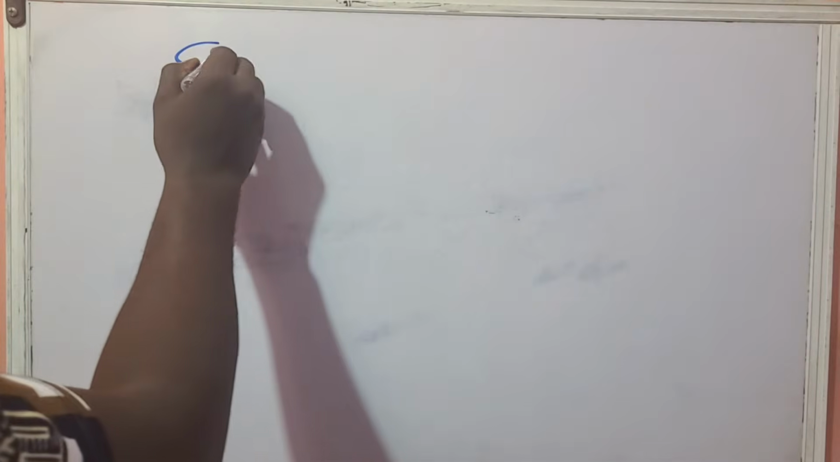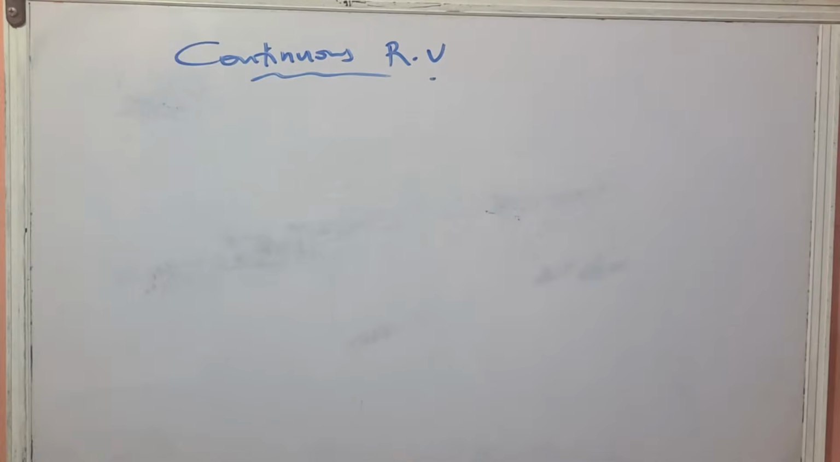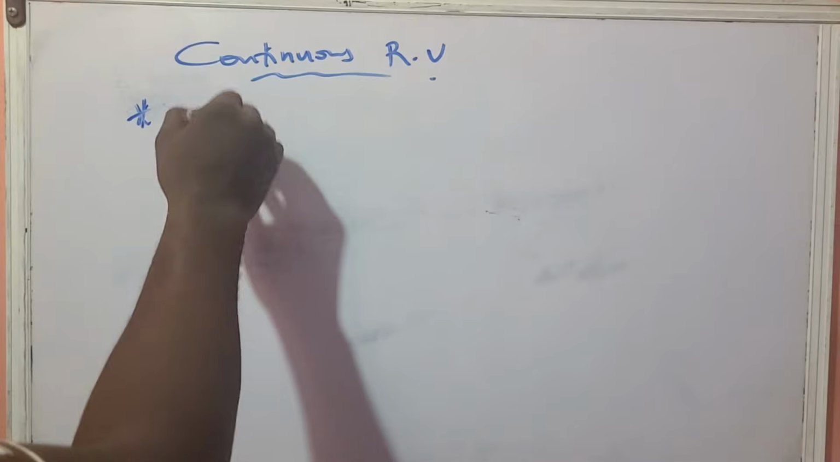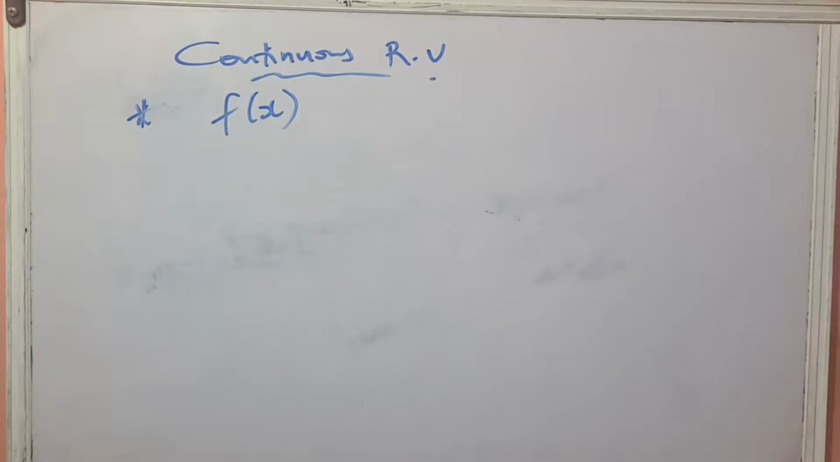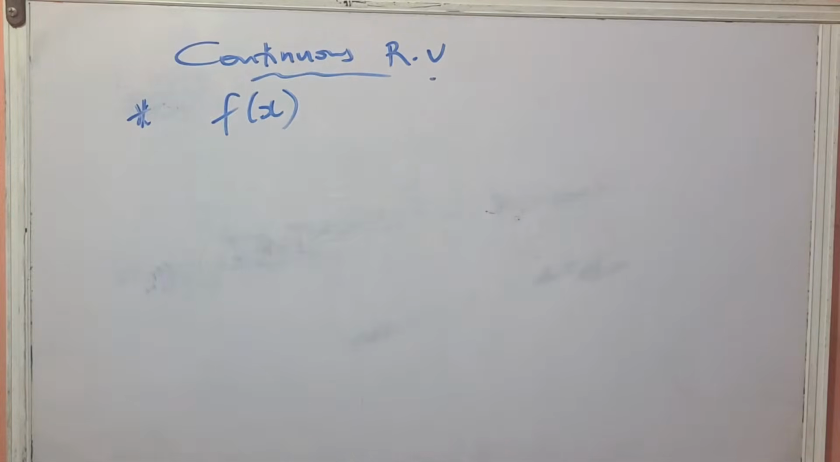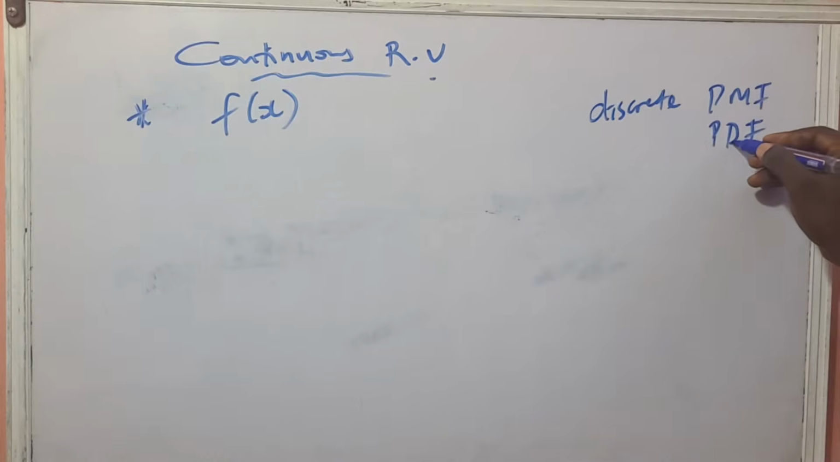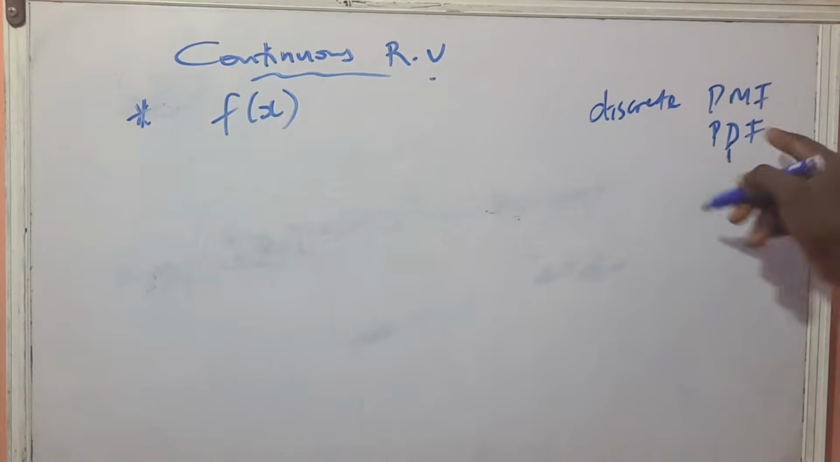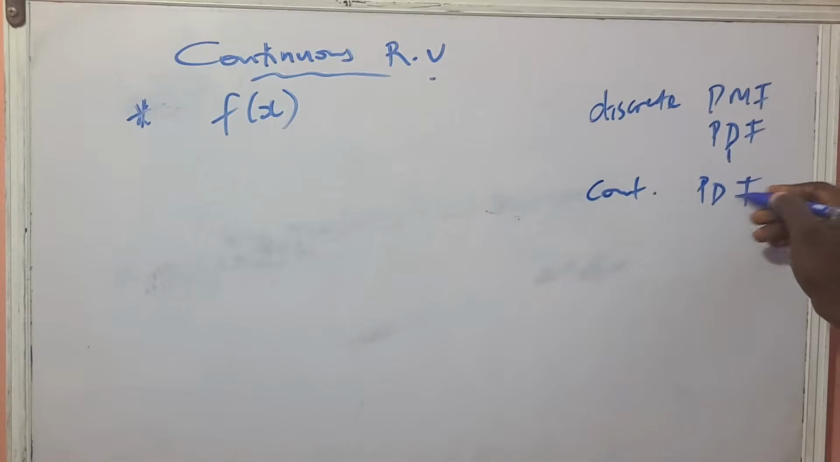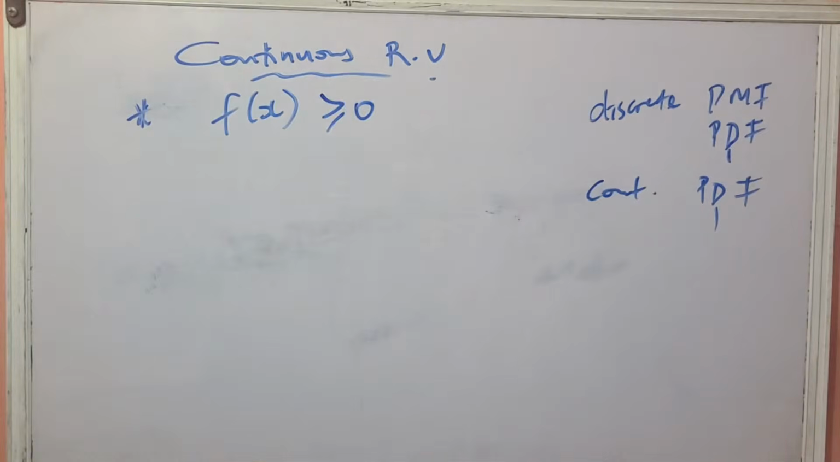For continuous random variable, just like the case of discrete random variable, two conditions must be met. The first one is that f of x, the probability mass function or probability distribution function. Don't forget I told you that when we're dealing with discrete, we use the word PMF, or we say PDF, but in this case this D stands for distribution function. So probability mass function or probability distribution function. When we're dealing with continuous, we say PDF, and in this case the D stands for density. So the probability density function, each and every one of them, must all be greater than or equal to 0. That's for continuous random variable.